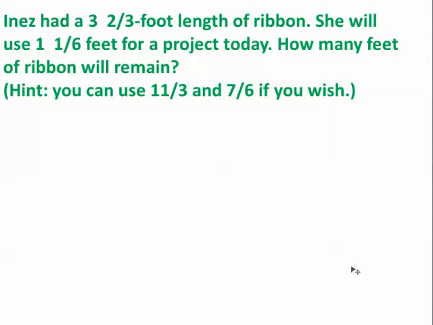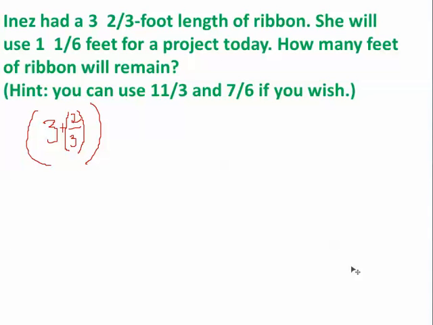How about this one? Inez had a 3 2/3 foot ribbon. So her ribbon is 3 2/3 foot long. And if you want to put 3 2/3 in the calculator, by the way, you can do it this way. Put a parenthesis, put a plus sign between them, put another set of parentheses here, and then the whole thing.